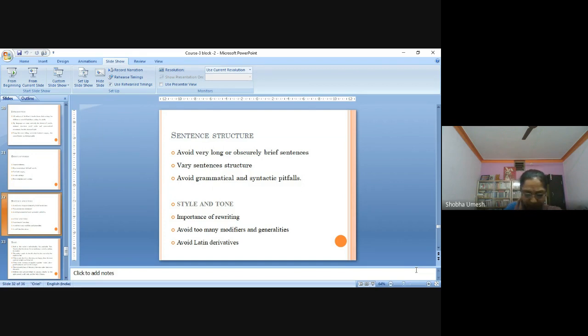But when it comes to writing for a child, we should always keep in mind that we are writing for an age group that dislikes monotonous reading. So it should not be monotonous reading, and since we are writing for children, the structure should go in such a way that there is connectivity between the sentences. Also we have to avoid grammatical and syntactic pitfalls. See, this is very important. We should avoid grammatical and syntactic pitfalls in a sentence.